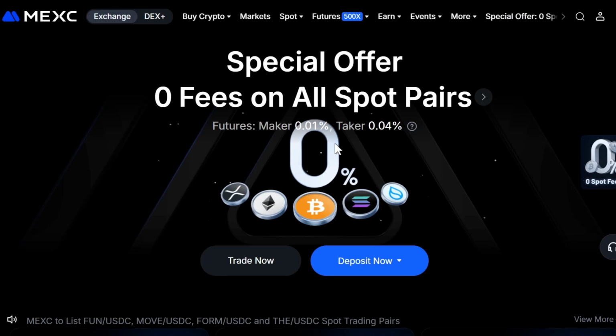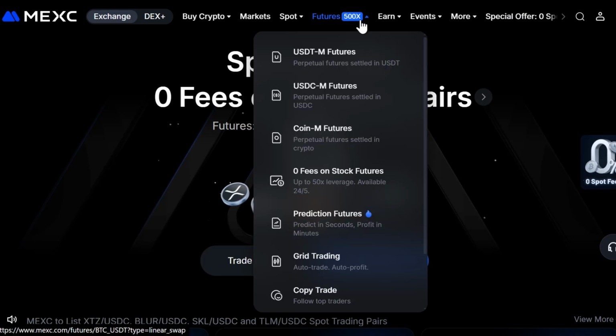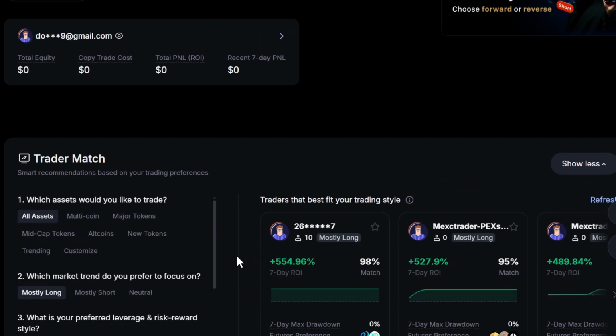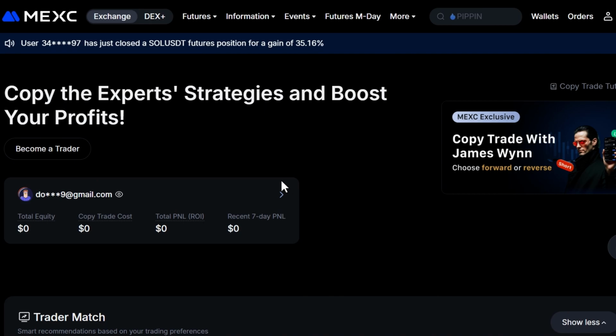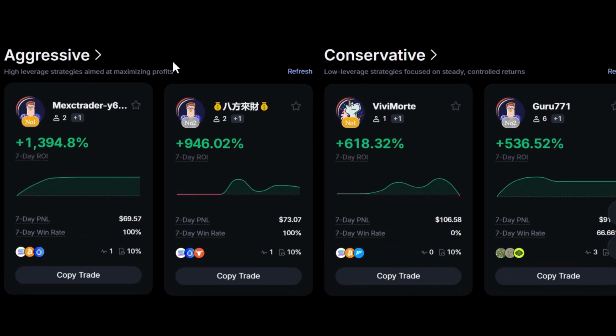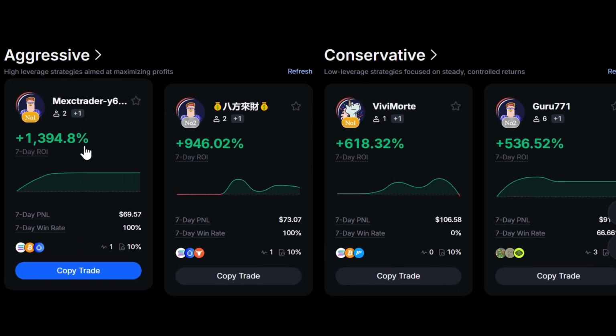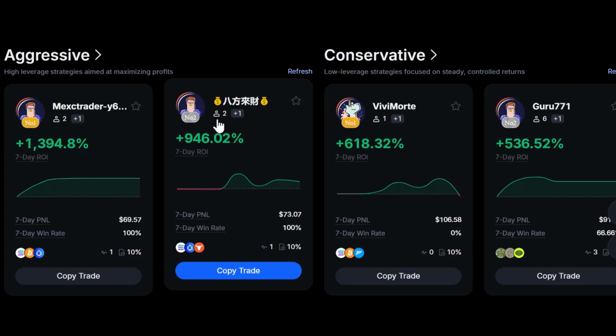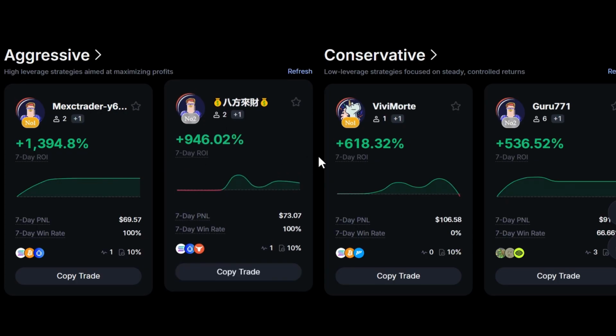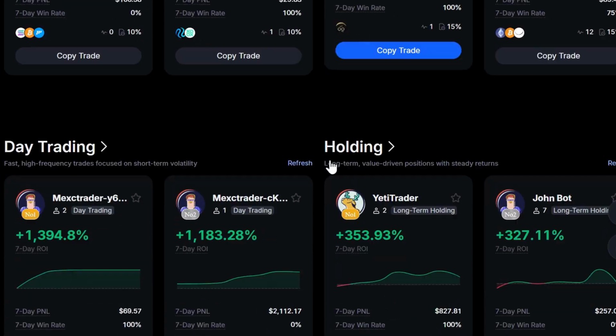Alright, so once you're logged into your MEXC account, here's what you need to do. Go to the top menu, hover over Futures, then click on Copy Trade. MEXC will take you to the full copy trading dashboard. This is where you'll see all the top copy traders, their stats, ROI percentage, P&L in dollar terms, win rate, how many followers the trader has, and more.